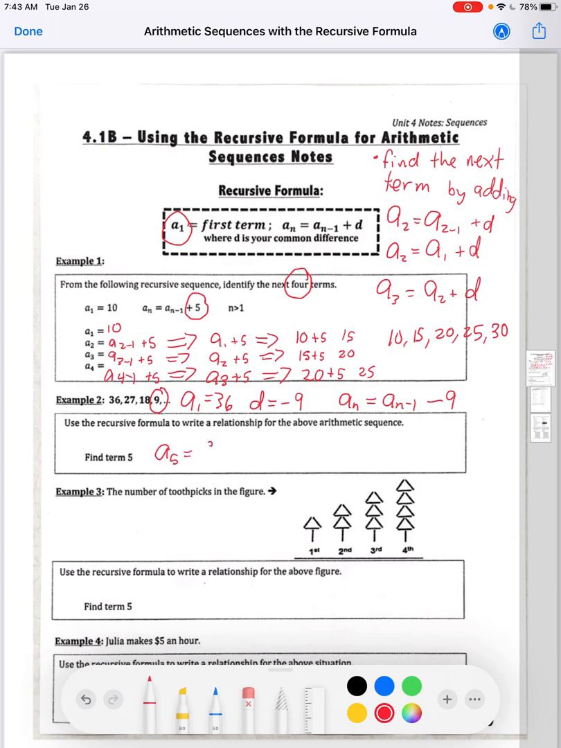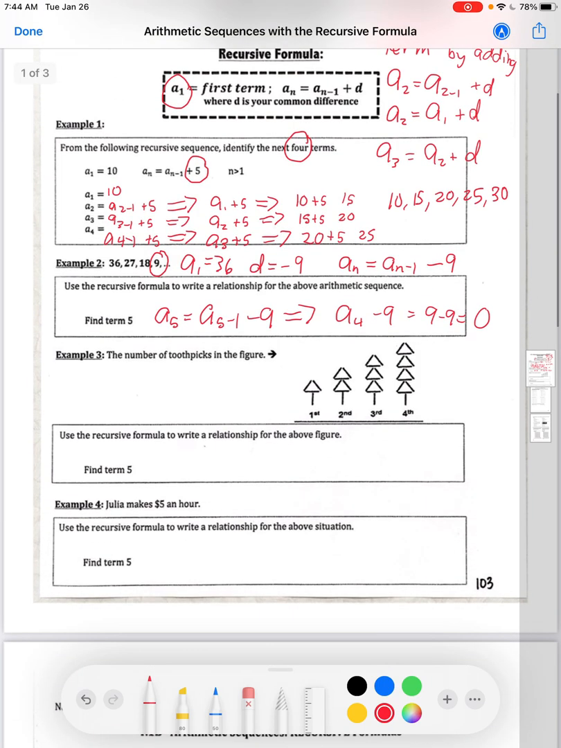a5 is equal to a5 minus 1 minus 9, which would be the same thing as a4 minus 9, which is 9 minus 9, or 0. Now, frequently sequences are represented by pictures, not numbers. It works basically the same, but instead of numbers, there are pictures.